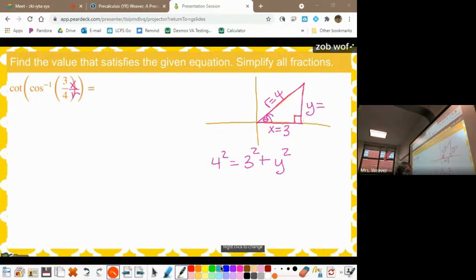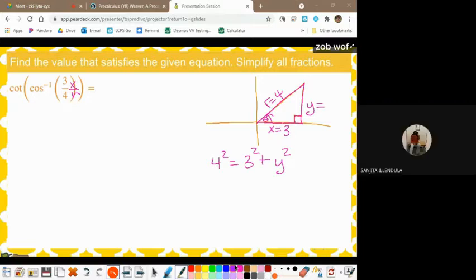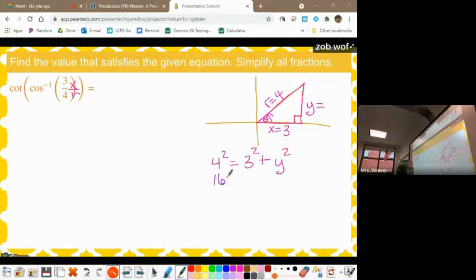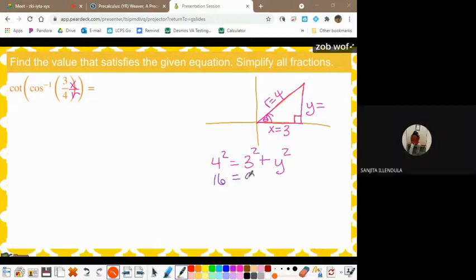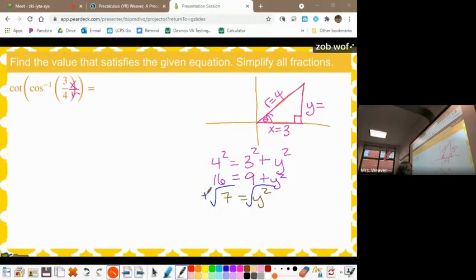Okay, Sanjita, can you take it from there? You're doing great. Can you help me solve this Pythagorean theorem? Yeah, so 4 to the power 2 equals 16. And 3 to the power 2 equals 9. And then we have y squared. Then we subtract 9 from both sides. And then we take the square root on both sides. Okay, and that picks up the plus or minus option. Which one do we want here, positive or negative square root of 7? Positive. Right, because in quadrant 1, everything's positive.